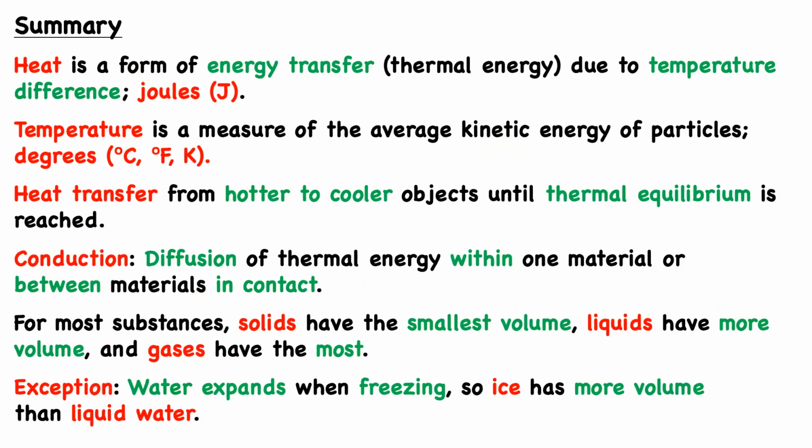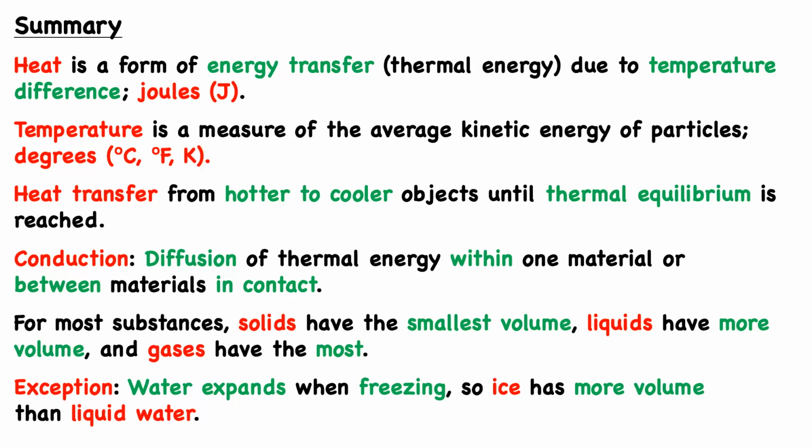So now let's summarize some of the key points from this lesson. First of all, we made the distinction between heat and temperature and said that heat is a form of energy transfer, and specifically thermal energy transfer, and it occurs due to temperature differences. The unit for heat, we said, was joules. Then we said temperature, instead of being a form of energy transfer, is a measure of the average kinetic energy of particles, which is typically measured in degrees, most commonly Celsius and Fahrenheit, and for scientific purposes, often Kelvin.